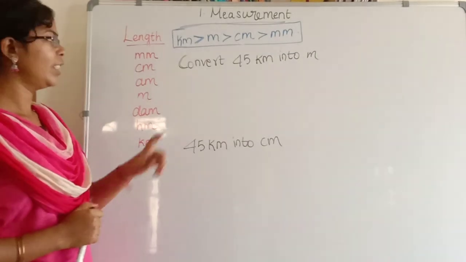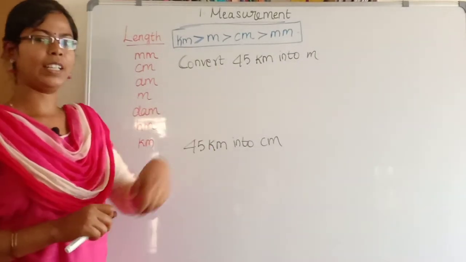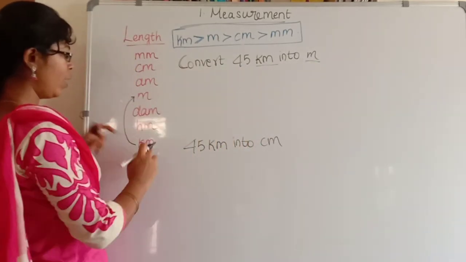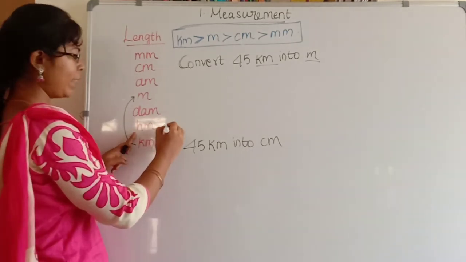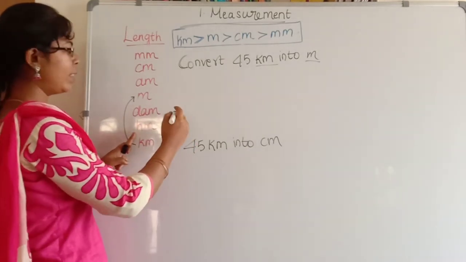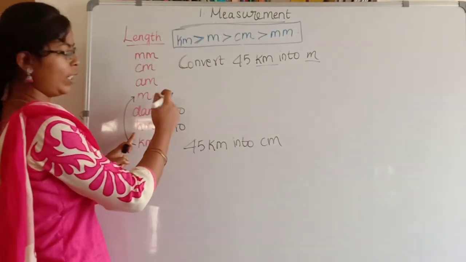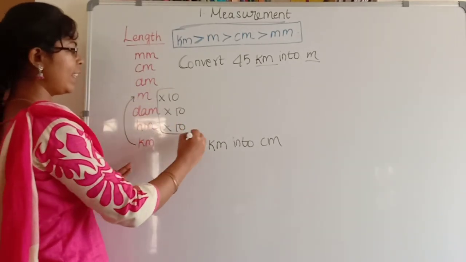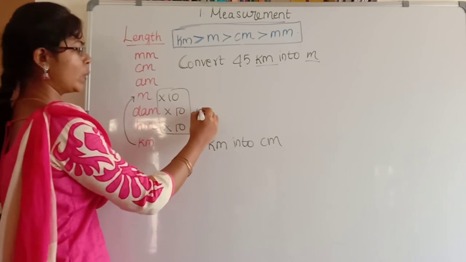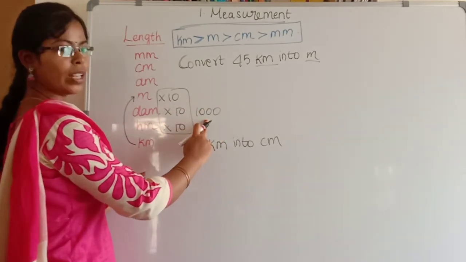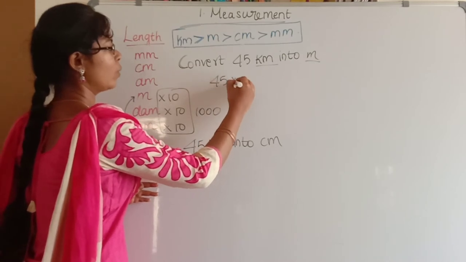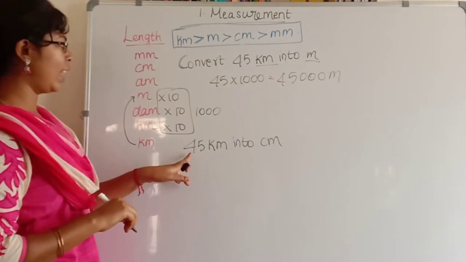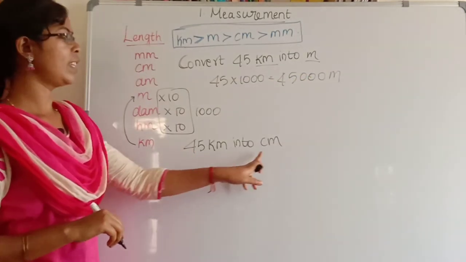Now let's see another conversion. Convert 45 kilometer into meter. Now take these units alone, kilometer and meter. From kilometer we have to go to meter. So from kilometer to hectometer multiply by 10. From hectometer to decameter multiply by 10. From decameter to meter multiply by 10. So from kilometer to meter we have reached. How many tens are there? 3 tens. So 10 into 10 into 10, 1000. So multiply this 1000 with 45. So 45 into 1000 is 45,000 meter.